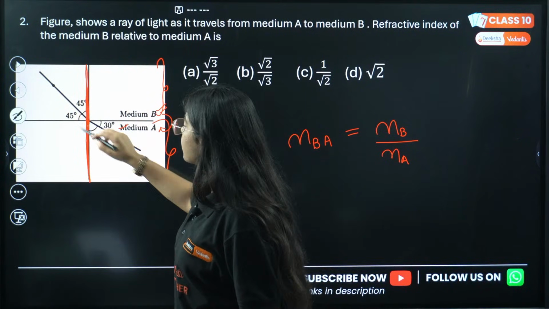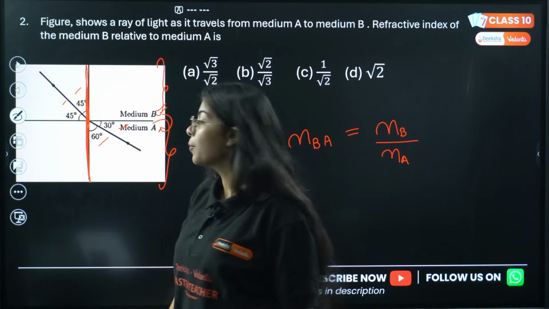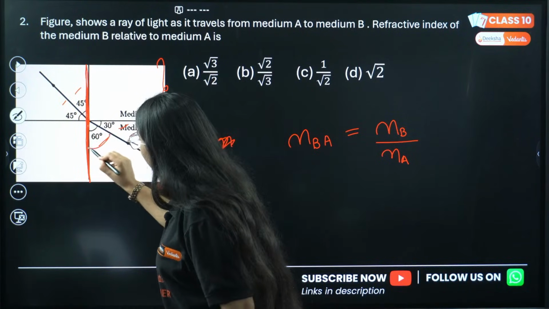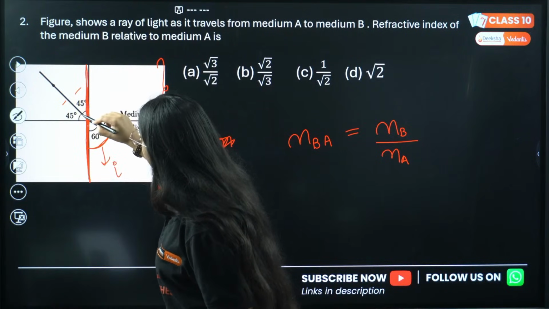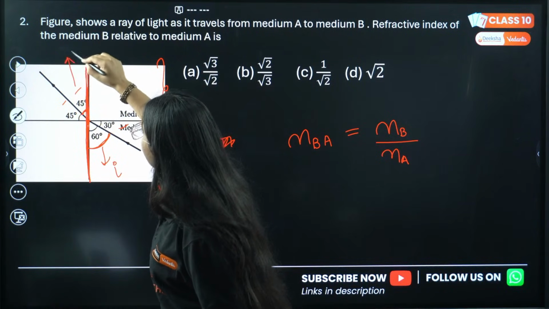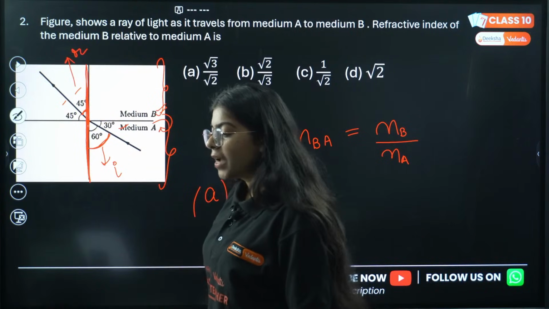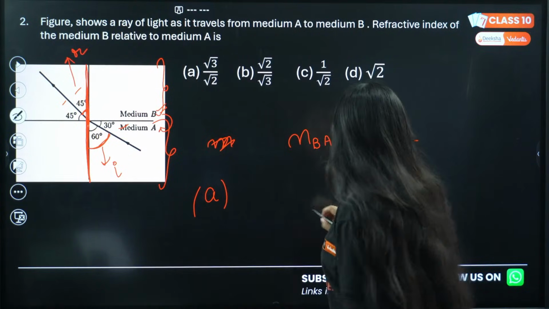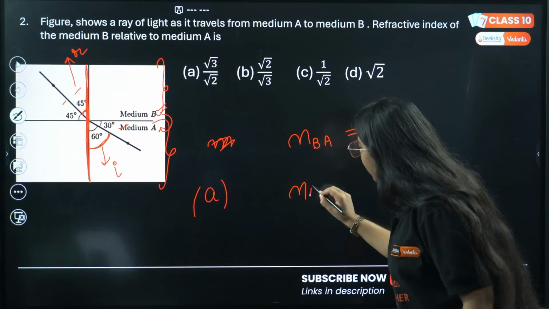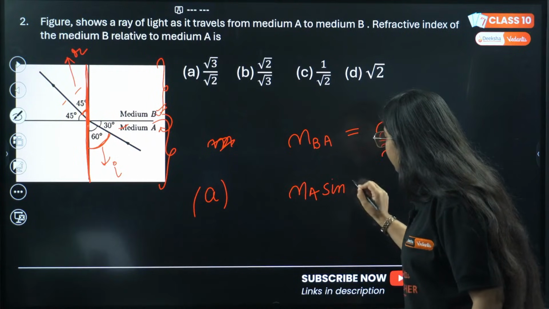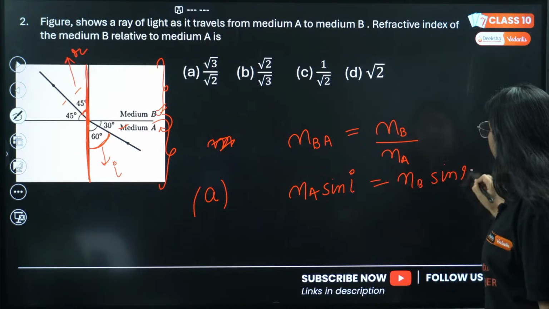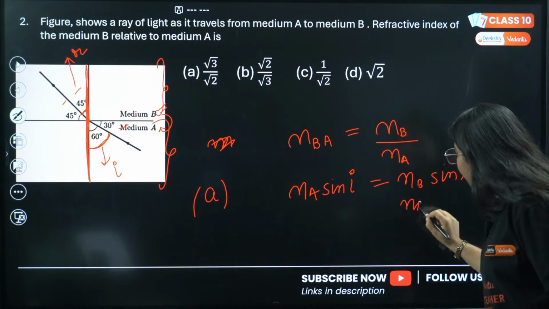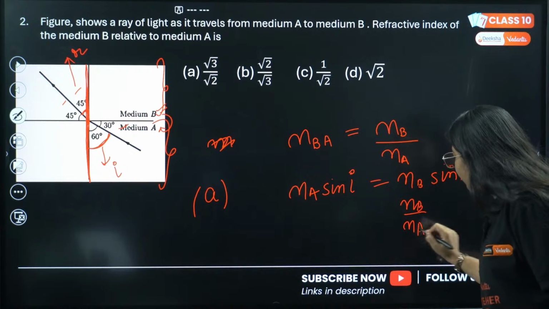This one or this one, correct? So we take the angle with the normal. So this is my i, and then again with the normal, this is my r, correct? Now solve it carefully. We know the formula will be nA sine i equals nB sine r. Now nB divided by nA is what we have to find.